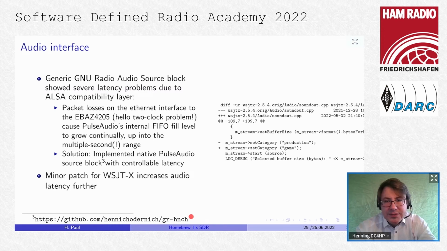Another thing that I've noticed was that while WSJT-X has a native PulseAudio output, it doesn't request real-time audio for some reason. I don't know why. So this is why I patched the sources of WSJT-X. You can see the patch here on the right. Basically, if you use the game profile when you open the PulseAudio connection, you will get real-time audio. And this again helps the situation. So maybe I should upstream this patch in order to get it included in the mainline version of WSJT-X.